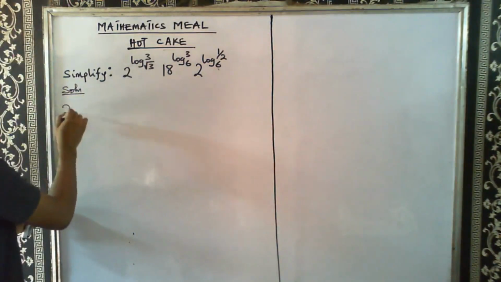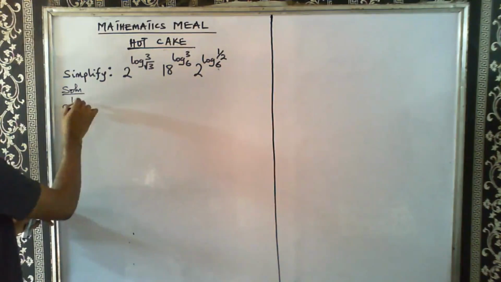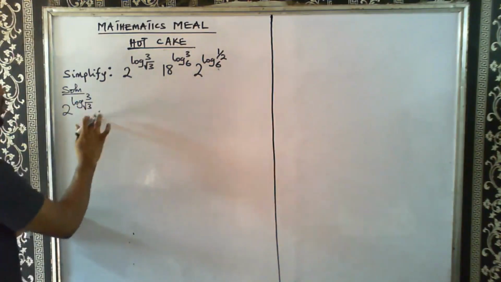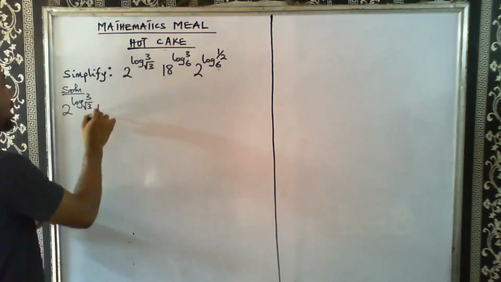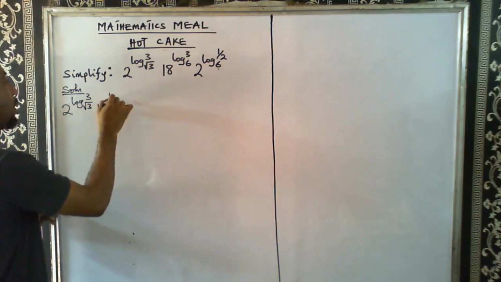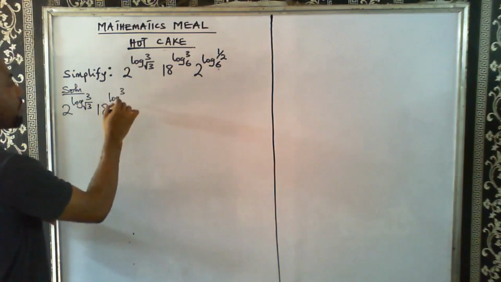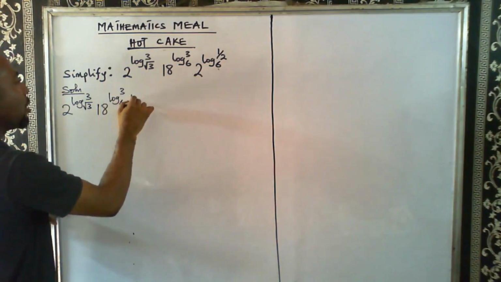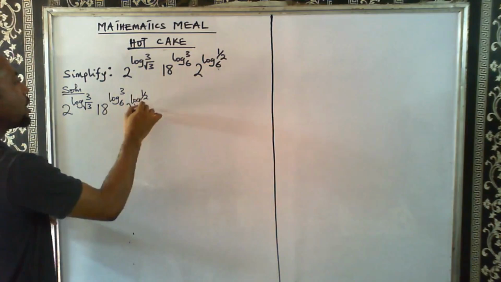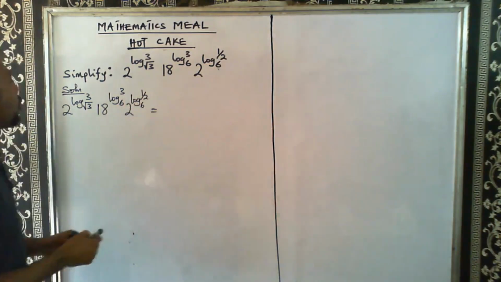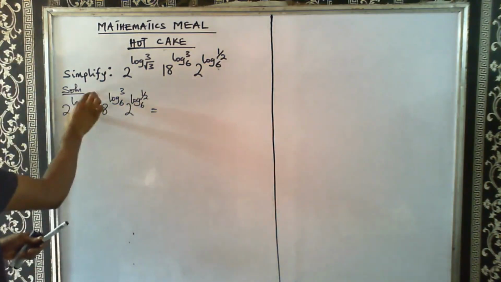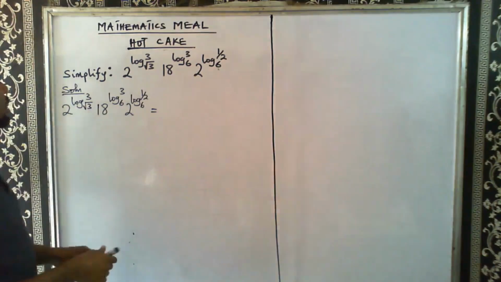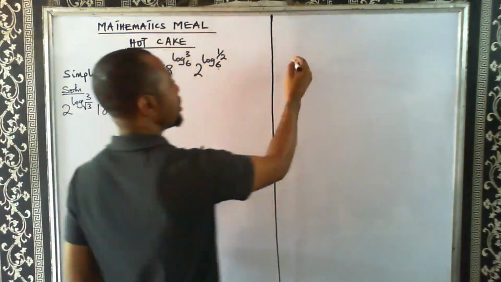So let's look at this together now, the solution. So we have 2 raised to power log 3 in base square root of 3, times 18 raised to power log 3 in base 6, then 2 raised to power log 1 over 2 in base 6. Now looking at this power, I can decide to write this power in this form.